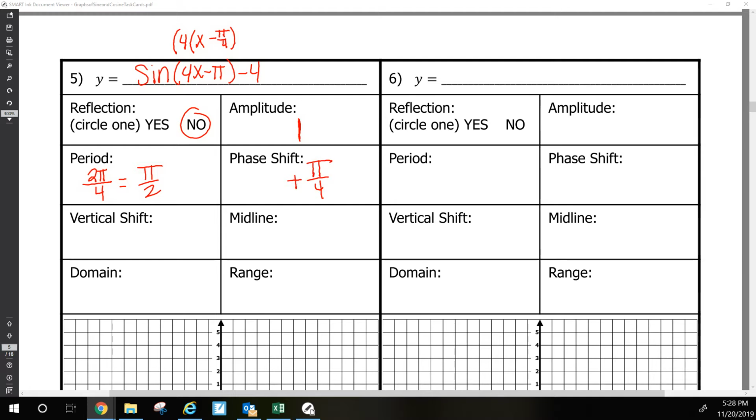So your phase shift is always, of course, do the opposite of what this says and then divide by whatever your period changer was, whatever that horizontal shift or compression was. We don't do a good job of explaining that really well in Algebra 2. I think we hit on it a little bit earlier with some of our other functions, but there it is for you guys. Our vertical shift for this one is down 4, which means our midline is going to be down at negative 4.